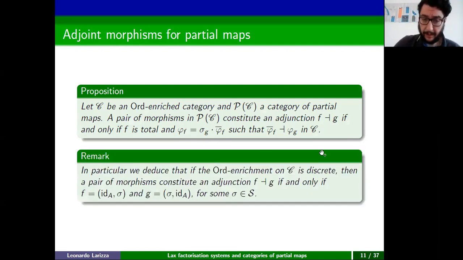In particular, we remark that whenever the order enrichment that we are considering is the discrete one that I have defined before, then a pair of morphisms constitutes an adjunction if and only if they are of the following form. F must be total again and just a sigma, an element of S, and its right adjoint will be sigma and an identity. And this is because if the order is discrete on C, then adjoint pairs are just reversed inverse morphisms.